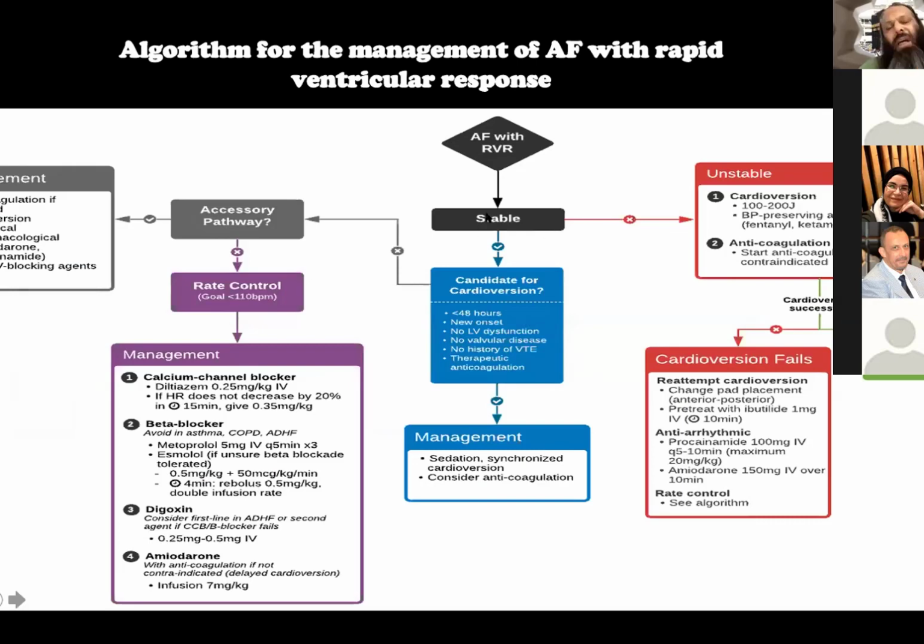I'm just telling you that when you have an arrhythmia, you have to have an approach in your mind for how to manage it. Is it stable or unstable? Then you will go through the algorithm: when to cardiovert, when to use the pharmacologic approach, and when to maintain the sinus rhythm.